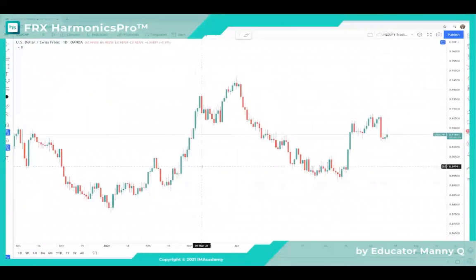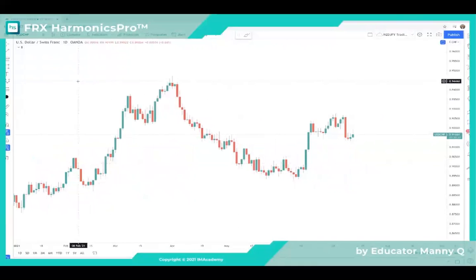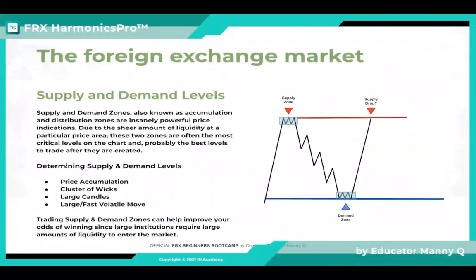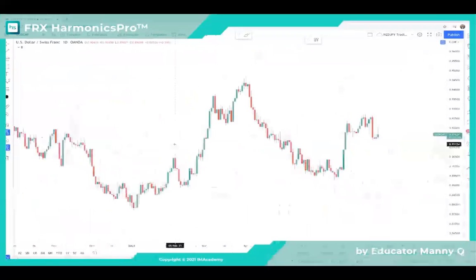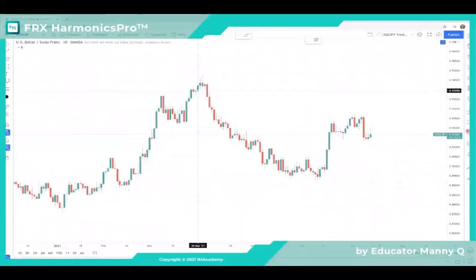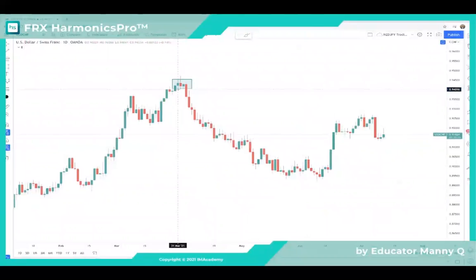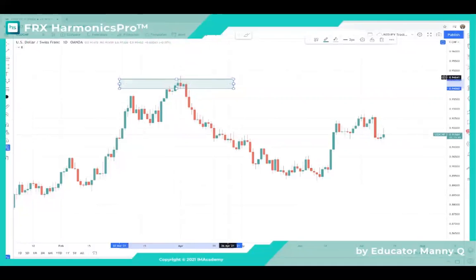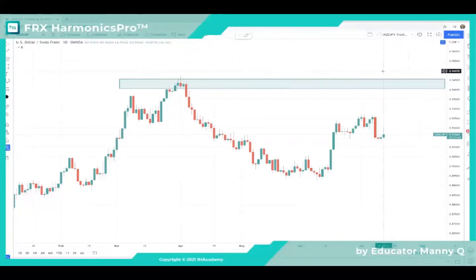Okay, so let's come over here. The first thing that we're looking for, one more time, I'm so sorry, is price accumulation in a particular zone. Price accumulation and a cluster of wicks is where price on a higher time frame is basically just accumulating, going back and forth, creating a consolidating range or a consolidating market.